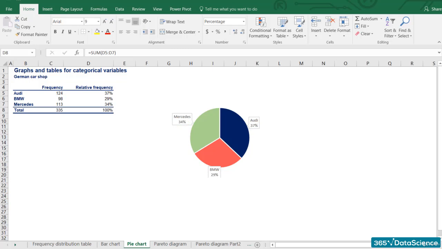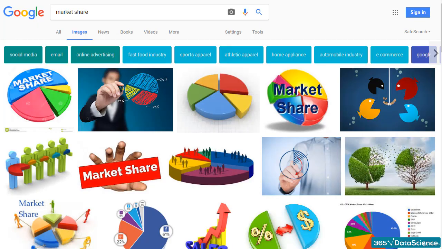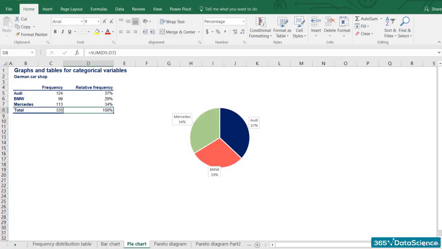Market share is so predominantly represented by pie charts that if you search for market share in Google Images, you would only get pie charts. Imagine that the data in our table is representing the sales of Audi, BMW, and Mercedes in a single German city, say Bonn. The chart will show us the market share that each of these brands has.